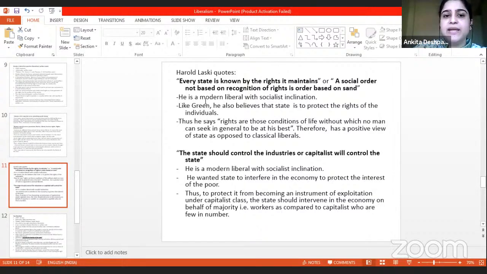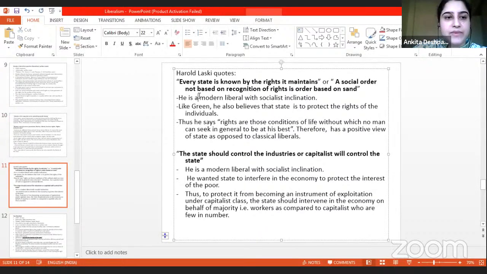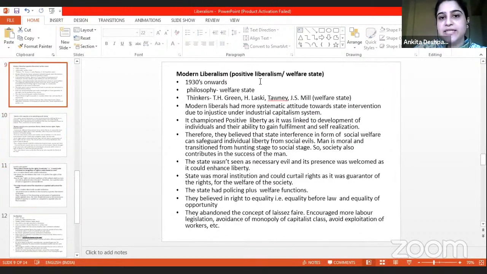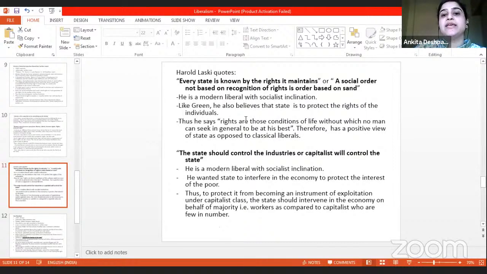What does it mean? It means he's a modern liberal. See here, Laski comes under modern liberals. He was the one who believed that a welfare state is much more important. Rights only come when there is a welfare state, because everybody is respected.